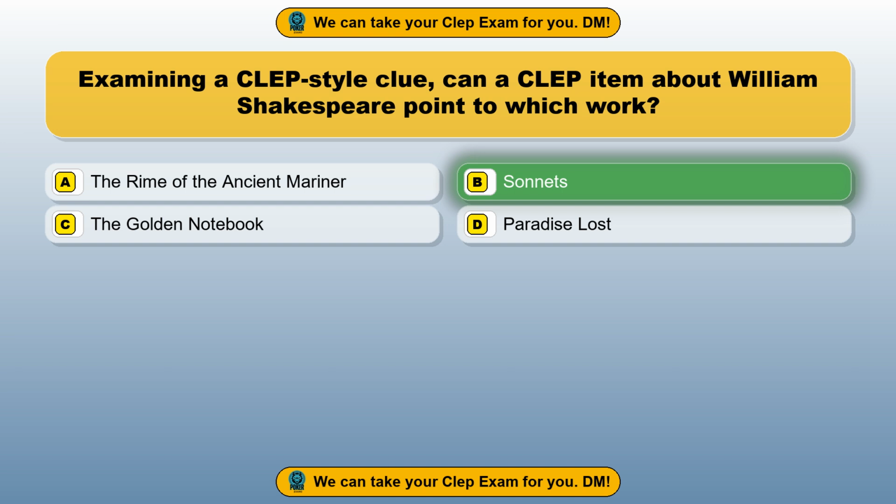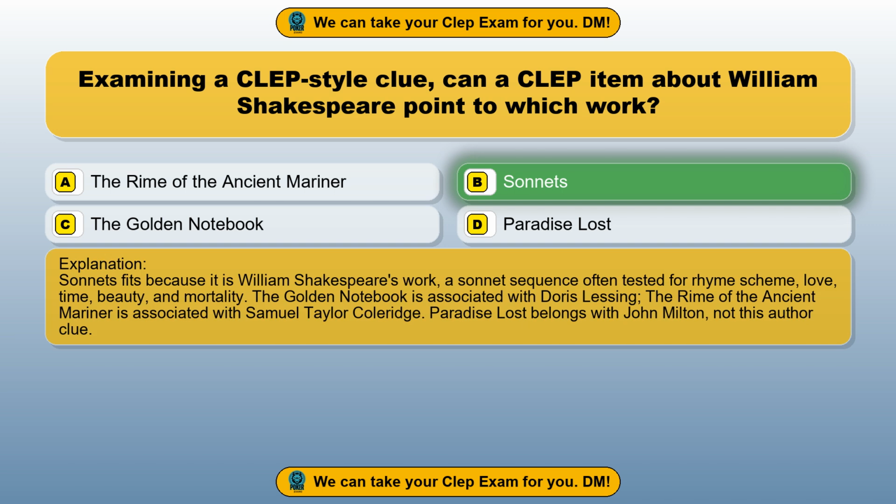Sonnets. Sonnets fits because it is William Shakespeare's work, a sonnet sequence often tested for rhyme scheme, love, time, beauty, and mortality. The Golden Notebook is associated with Doris Lessing. The Rime of the Ancient Mariner is associated with Samuel Taylor Coleridge. Paradise Lost belongs with John Milton, not this author clue.